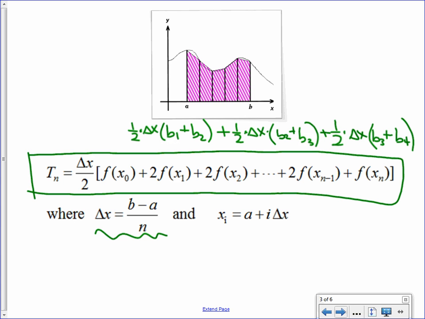Now, what do you notice about each of these? It's the same one, you just change the number of the b. It's all 1/2 times delta x. This one is base 1 plus base 2. This one is base 2 plus base 3. This one's base 3 plus base 4. So do you notice how base 2 and base 3 get used twice? All of these middle bases are going to be used twice, which is why these function values get multiplied by 2. Our outer bases only get used once in all of these formulas, which is why these function values don't have a 2 in front of them.